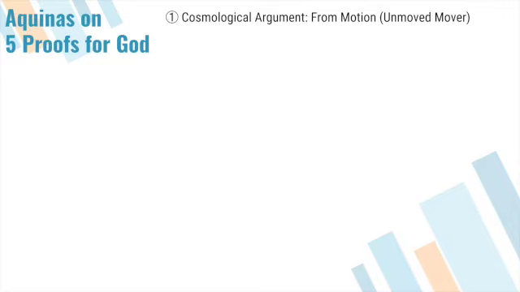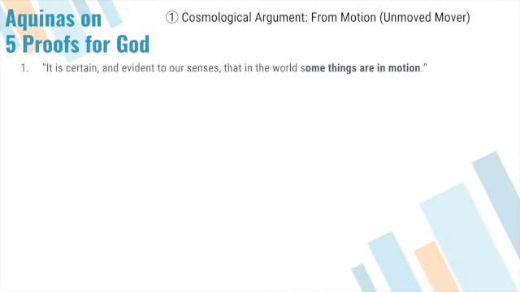So a cosmological argument from motion, also known as the unmoved mover. It proceeds thus. First, he says, it is certain and evident to our senses that in the world some things are in motion. All right, that's obvious. That's a premise. All right, things move. No problem.